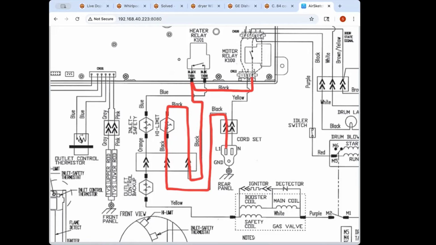I guess that's the key takeaway too. High limits, most commonly we see them fail and they're done. They're open and won't reclose, but they can also fail under load. Switches can fail under load, especially ones that are carrying working current.